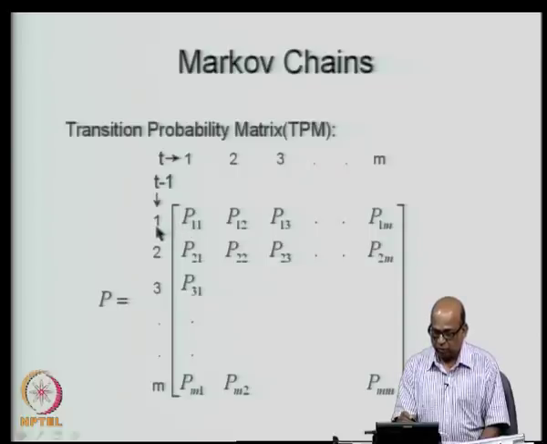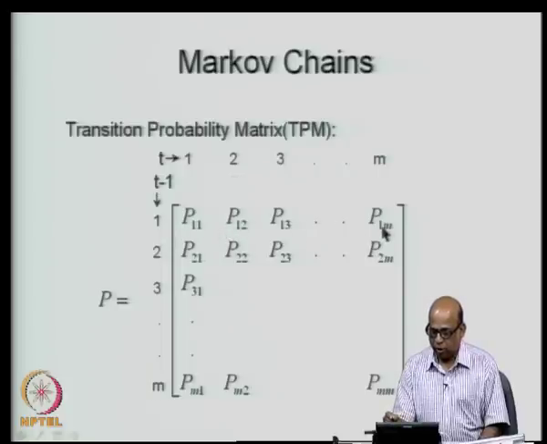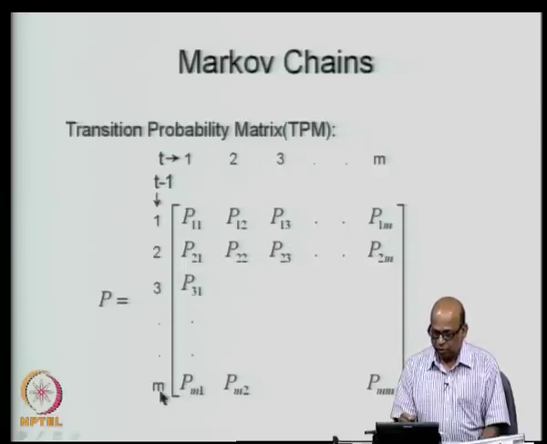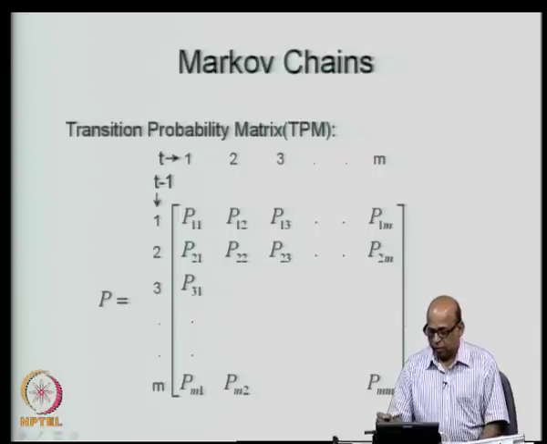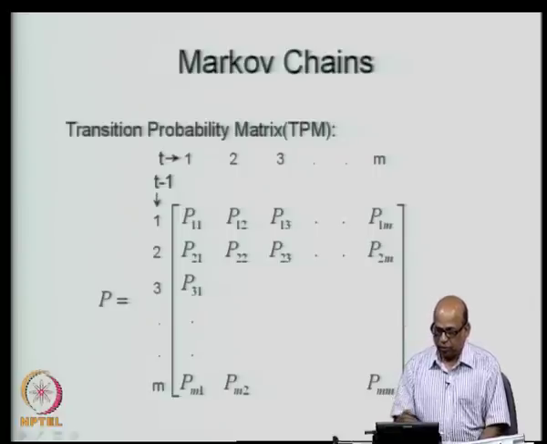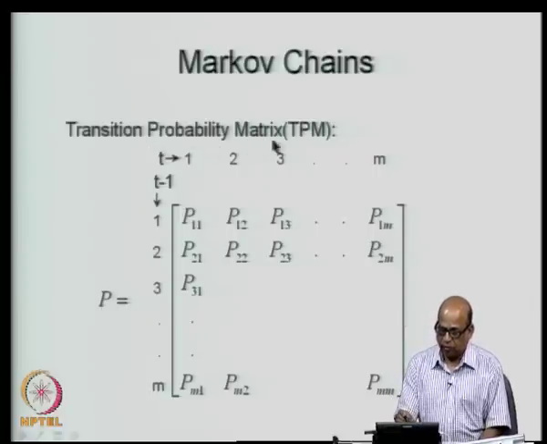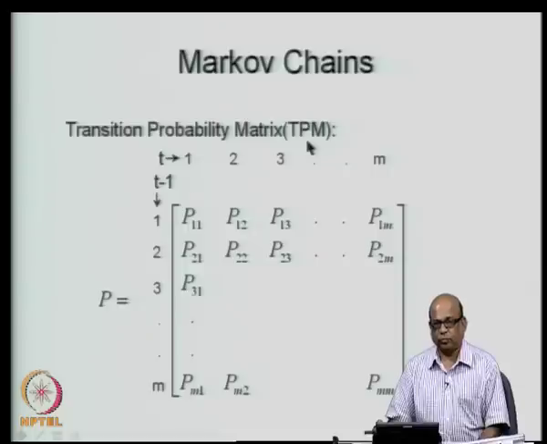Starting with class interval 1, the probability that it goes into class interval 2 in the next time period is p 1 2, and so on. So, you get p 1 m here, and like this you write, starting with class interval m, what is the probability that it goes into class interval 1? p m 1, p m 2, p m m. So, this is an m by m matrix, and this is called the transition probability matrix, TPM.